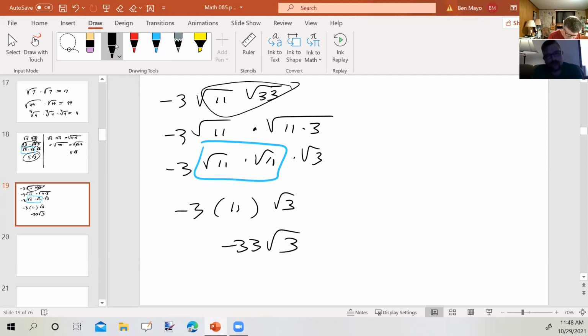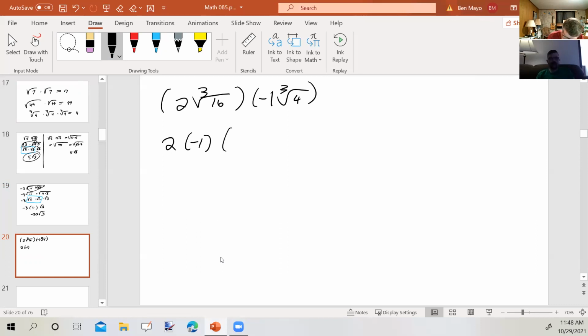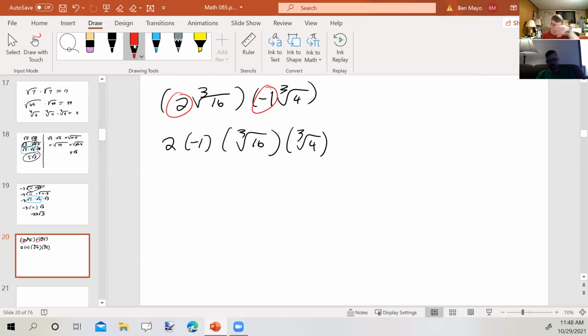Okay. This one's a little trickier. 2 cube roots of 16 times negative the cube root of 4. There's an implied 1 there. So negative the cube root of 4 is like negative 1 times the cube root of 4. Okay. I'm going to do this kind of the long way, and then I'll go back and shorten it up. But I could think of this as 2 times negative 1 times the cube root of 16 times the cube root of 4. So in other words, I'm putting the non-radical numbers, the numbers that are outside of the radical, putting those together. Okay. So this is going to give me what?